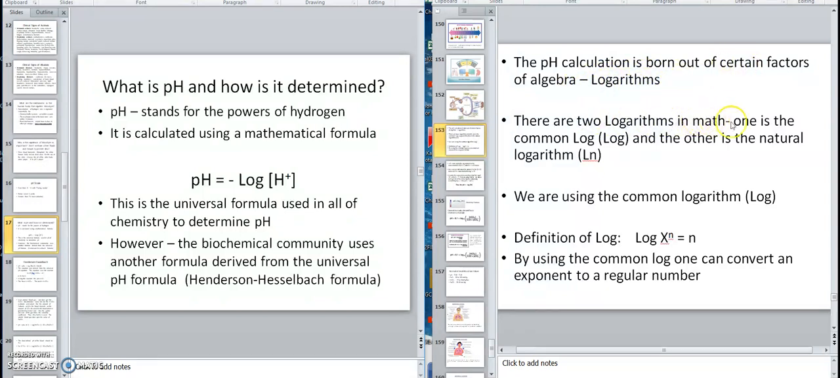There are two logarithms in math. One is the common log and the other is the natural log. We're using the common log, log. The natural log is ln. Now, the definition of a common log is the log of x to the nth power to the base 10. I don't have the base 10 down there. The log of x to the nth power to the base 10 equals n.